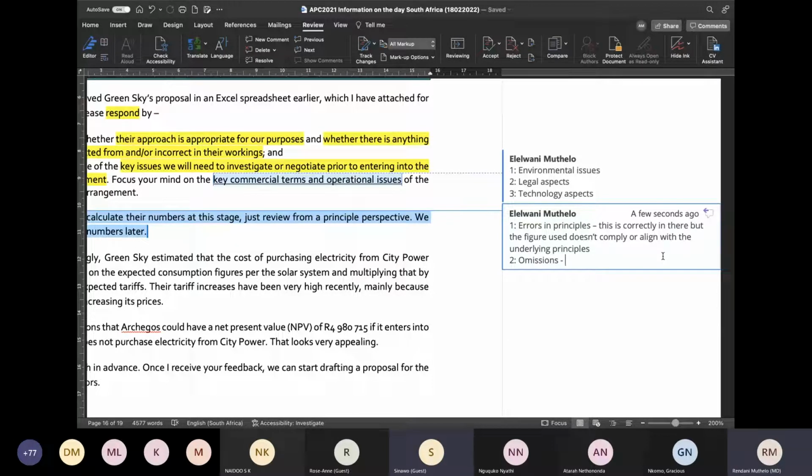Then omissions. These items should have been there.